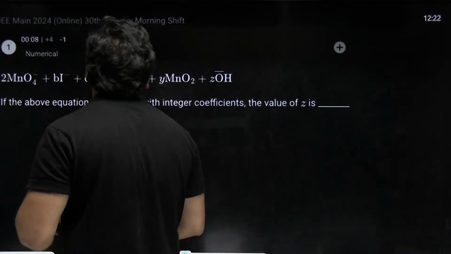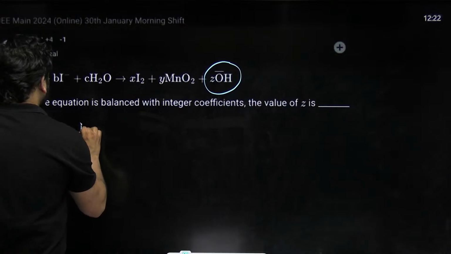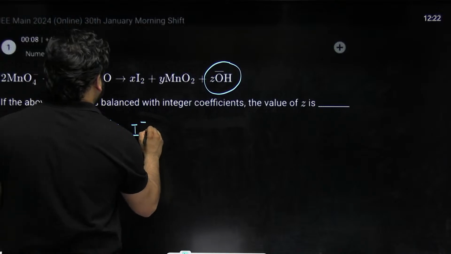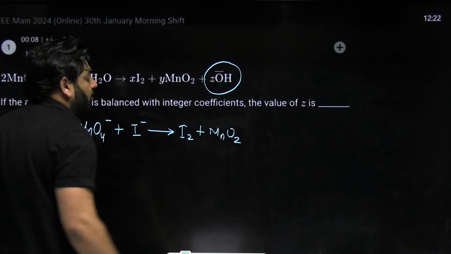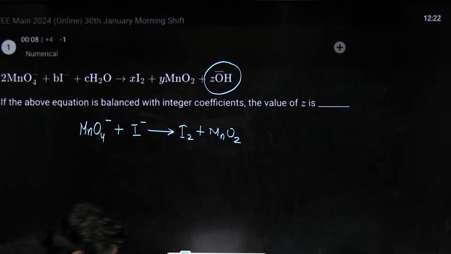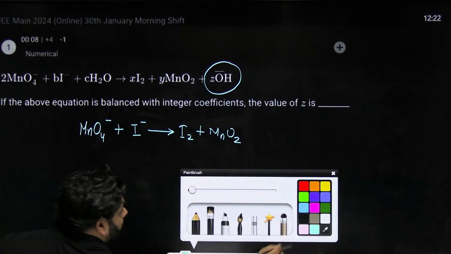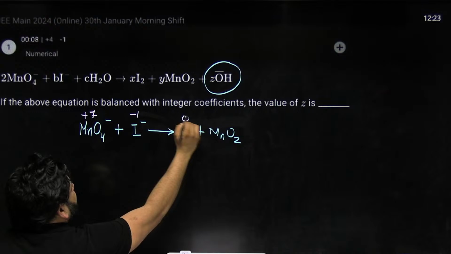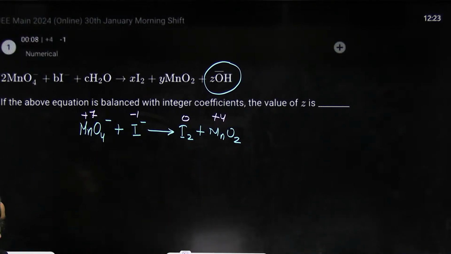MnO4 minus, I minus, and something is happening. On balancing, we have to find out the value of Z here. We will simply use those species which are undergoing oxidation and reduction. No need to involve water, no need to involve anything else, no need to involve H plus and OH minus as well. We are right now given this equation. We also have plus 7 over here, minus 1 over here, 0 over here, and plus 4 over here. So what you will do in the above equation, it is balanced with integer coefficients. The value of Z is what?